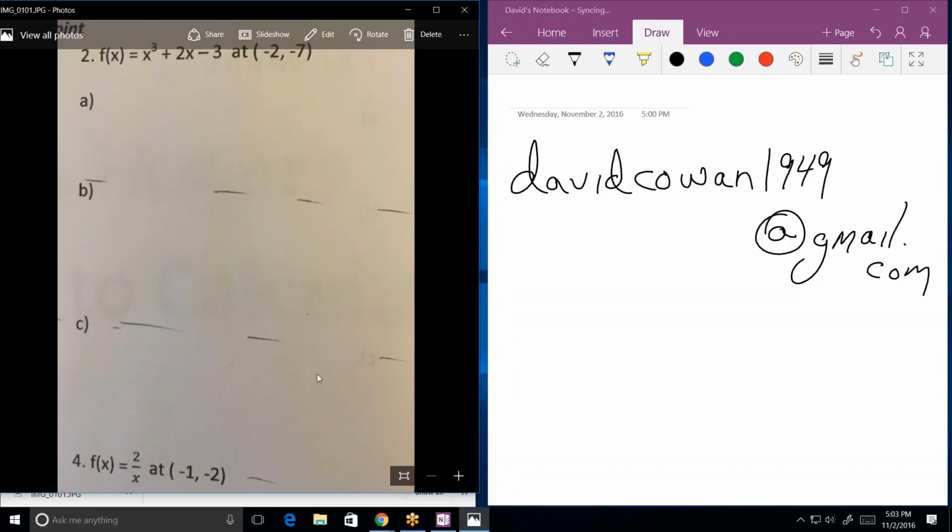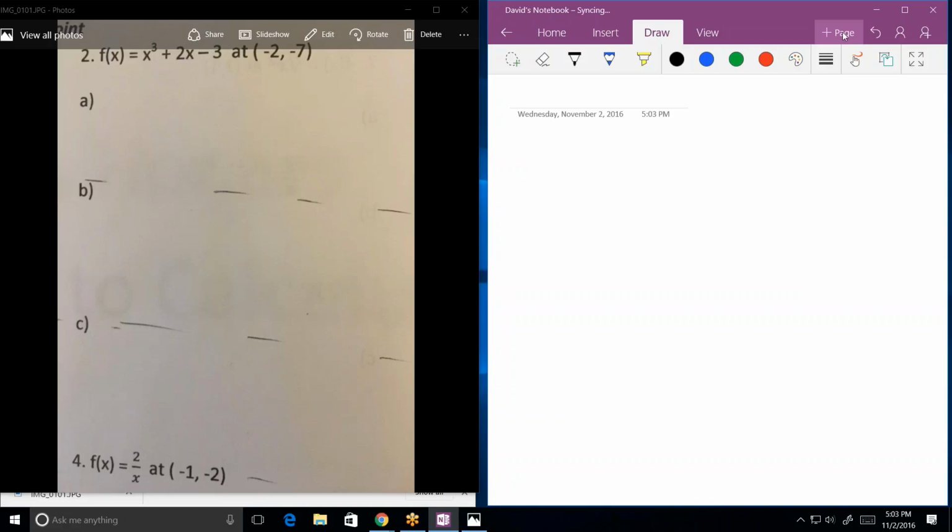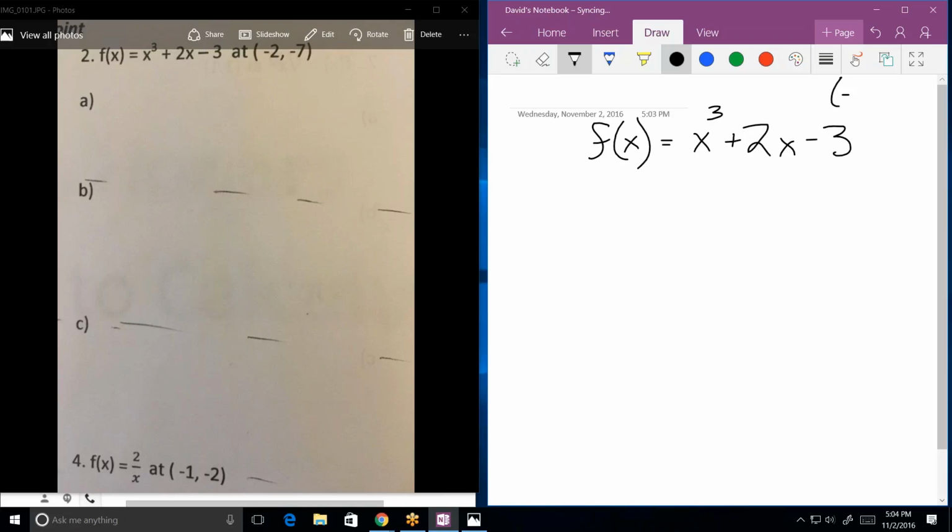Okay, and then I can give you the instructions for what A, B, and C mean. A is find the slope at the given point on the curve. B is the equation of the tangent line at the given point, and C is the equation of the normal line at the given point. All of that sounds really hard, but it's not. Pretty easy.